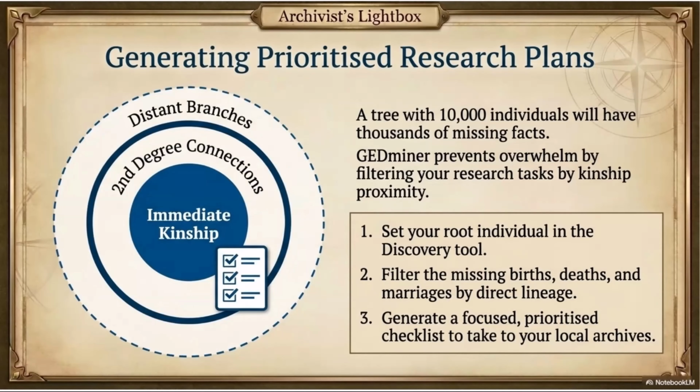In a tree containing thousands of individuals, the sheer volume of missing facts can be staggering. GED Miner prevents research fatigue by allowing you to filter tasks by kinship proximity. By anchoring the tool to a specific root individual, you can generate a highly focused, prioritized checklist of missing data for immediate lineages and close connections before moving out to distant branches.